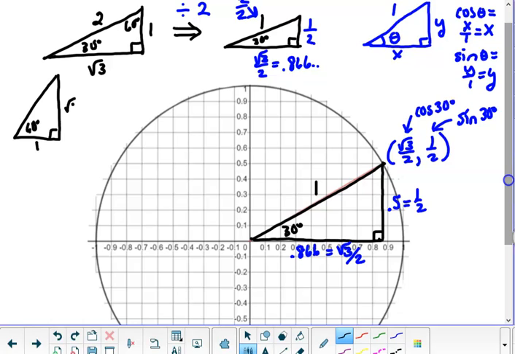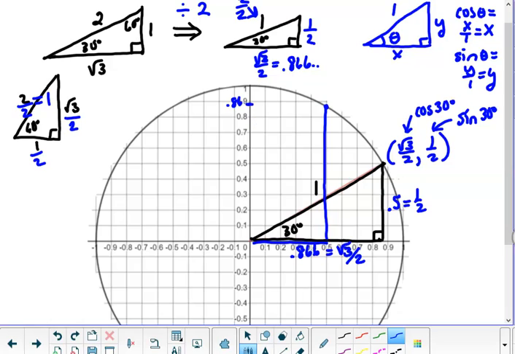This would be 1, this would be square root of 3, and this would be 2. Now, once again, if I wanted to fit a 60-degree angle inside my triangle, the hypotenuse would have to equal 1. So I have to divide everything by 2. This tells me that the adjacent side is 1/2 and the opposite side is the square root of 3 over 2. So if I go over 1/2 in the x direction and I go up to where it intersects the circle, notice that is 0.86.